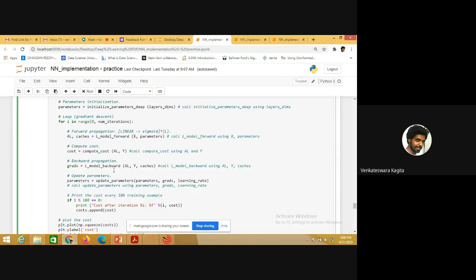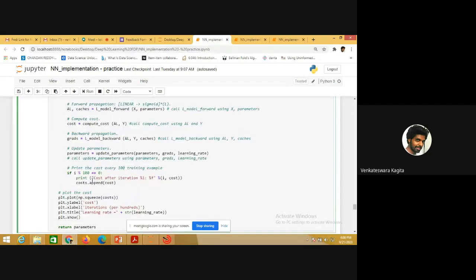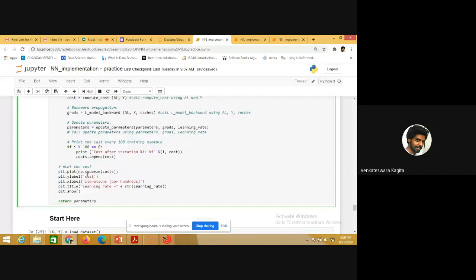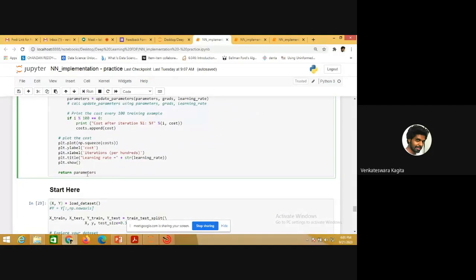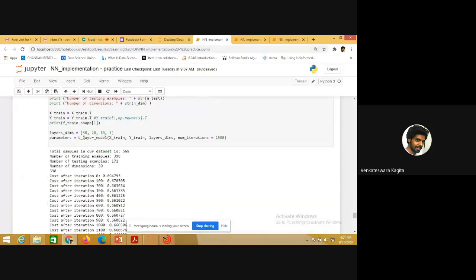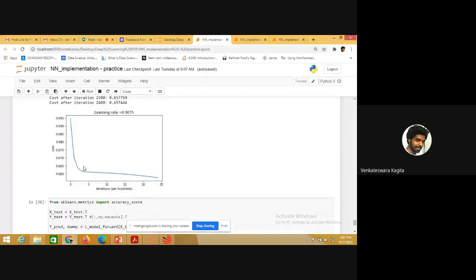Backward propagation, then once you do the backward propagation, you get the gradients. Using those gradients, you can update the parameters, and you're just trying to append this cost to print and see whether the cost is decreasing at every iteration or not. If you repeat for every iteration, it is time-consuming. That is why you do it for every 100th iteration. And you are just plotting that. You can see the cost is decreasing.